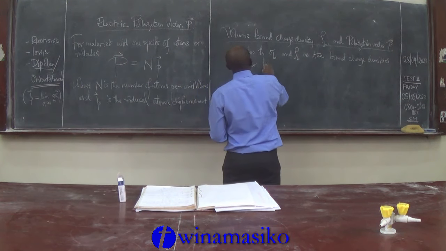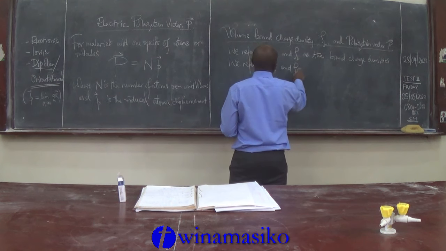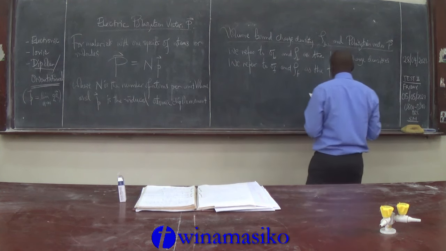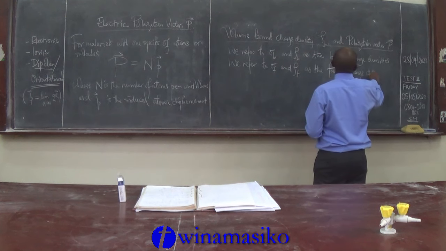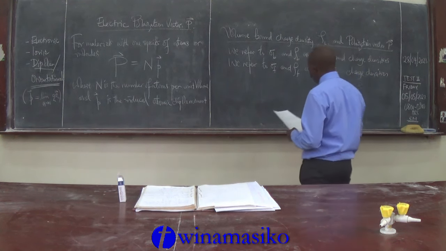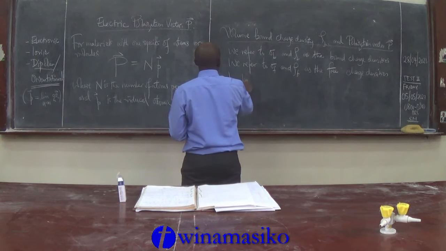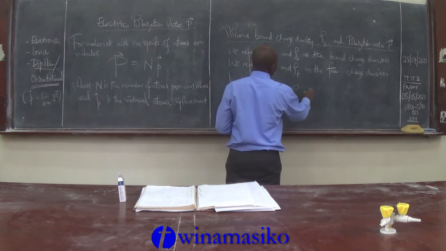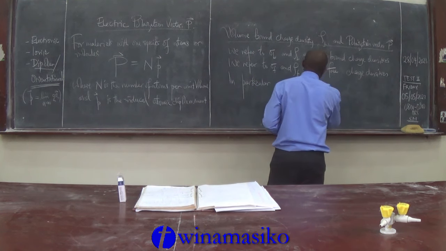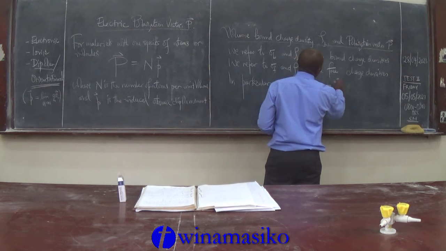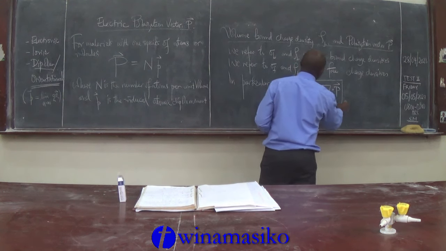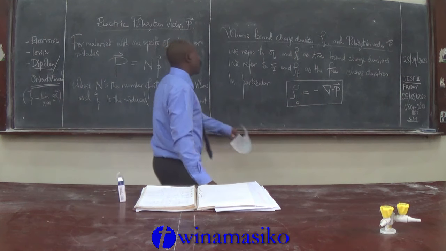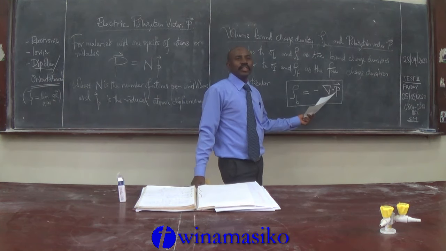So we refer to sigma free and rho free. We are introducing them as the free charge densities. Now that we have defined them, in particular, we shall find that in a material, the bound volume charge density is equal to minus the divergence of the polarization. As you try to reach out in the material and go in as much as possible, the divergence reduces.